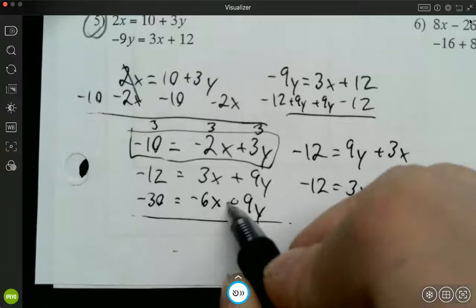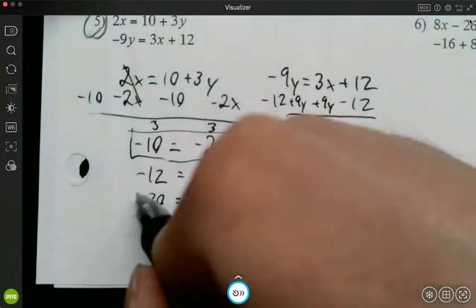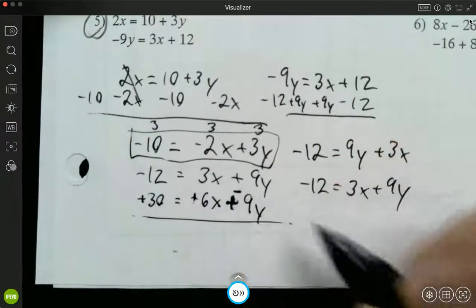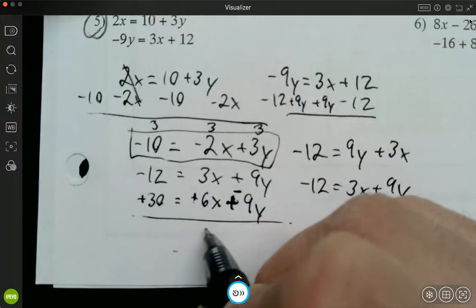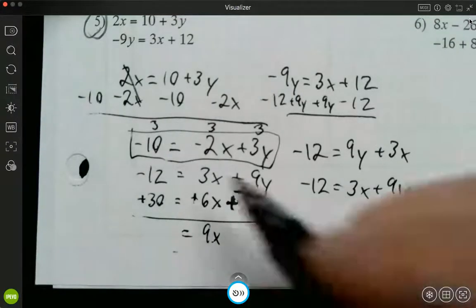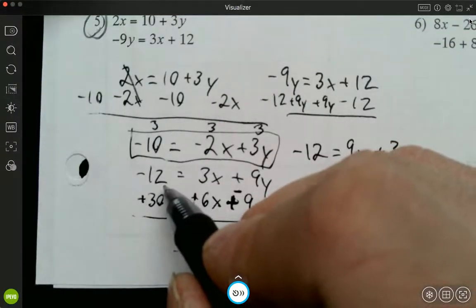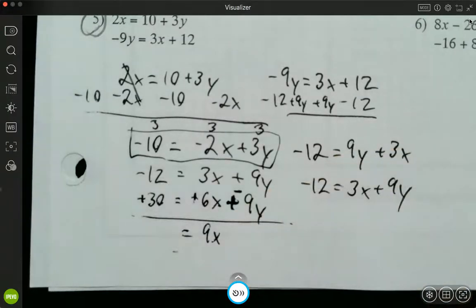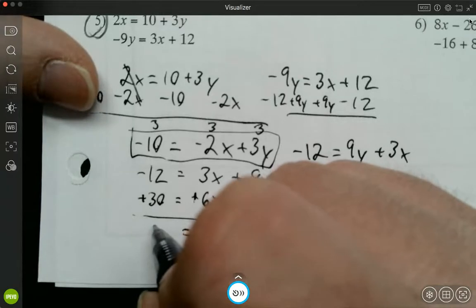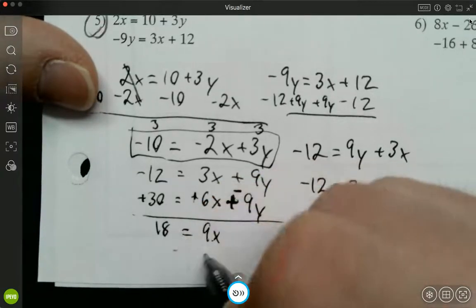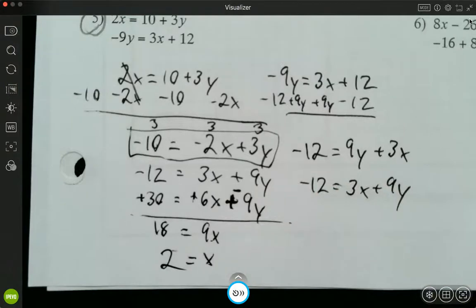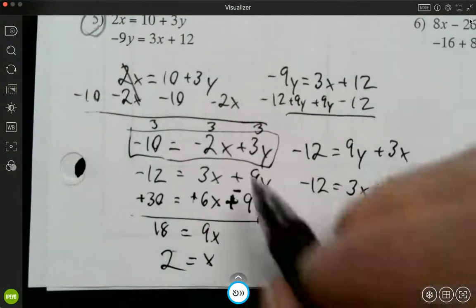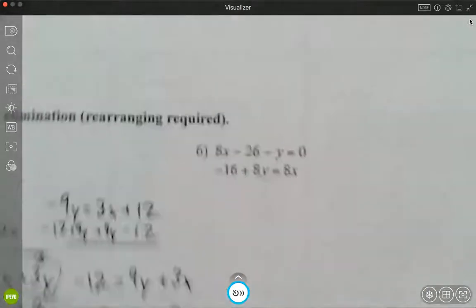Sames I can subtract, but I might want to make it negative so I don't mess up. So I'll change this to positive, positive, negative. Now I'm left with 9x equals 30 minus 12. At first I thought I messed up, but that's 18. So x equals 2. Holy cow. All right, I'm not going to freak out. You just weren't ready for that yet.